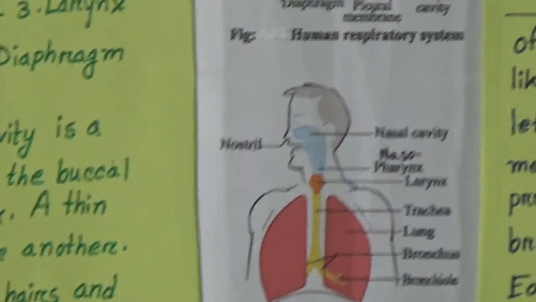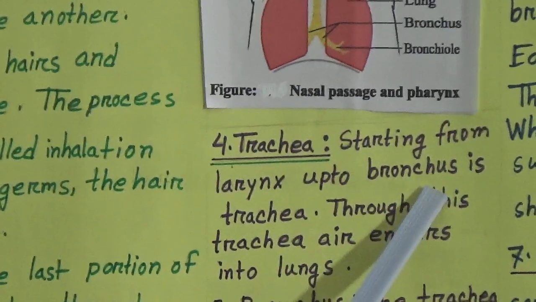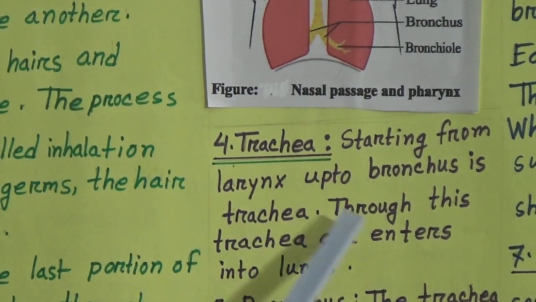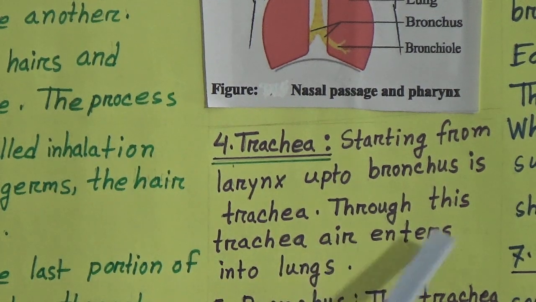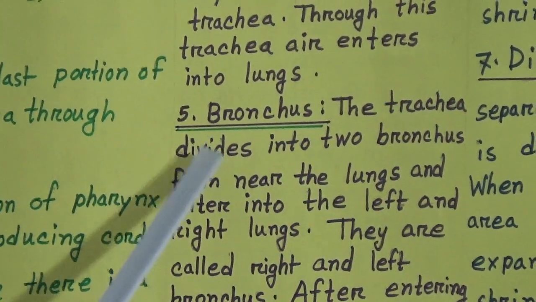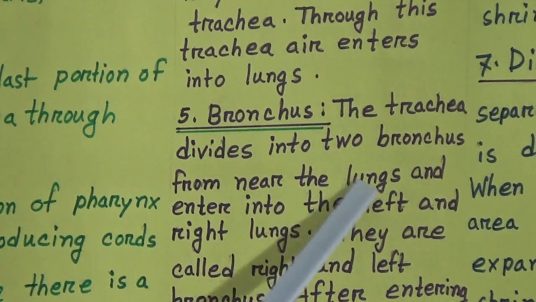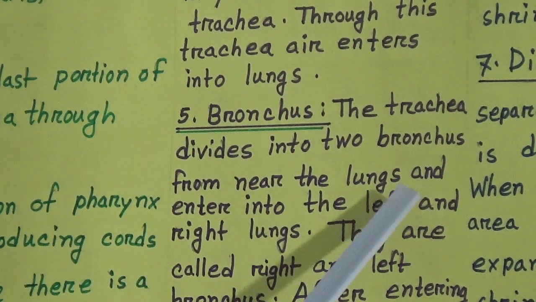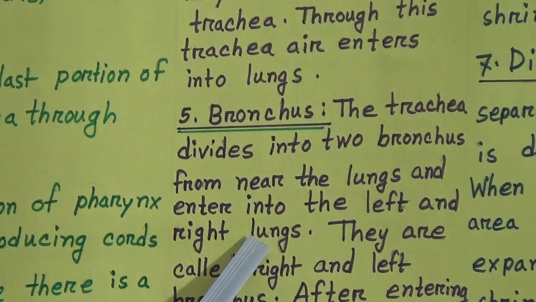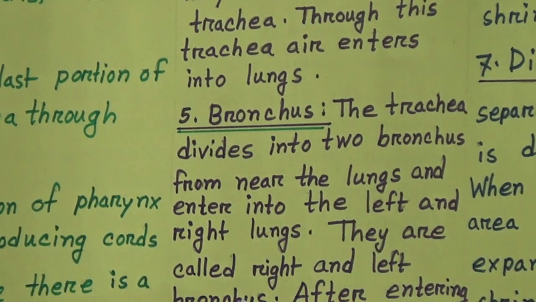Next one is trachea. Starting from the larynx up to the bronchus is the trachea. Through this trachea, air enters into the lung. Next one is bronchus. The trachea divides into two bronchi near the lung and enters the left and right lung. They are called the right and left bronchus.